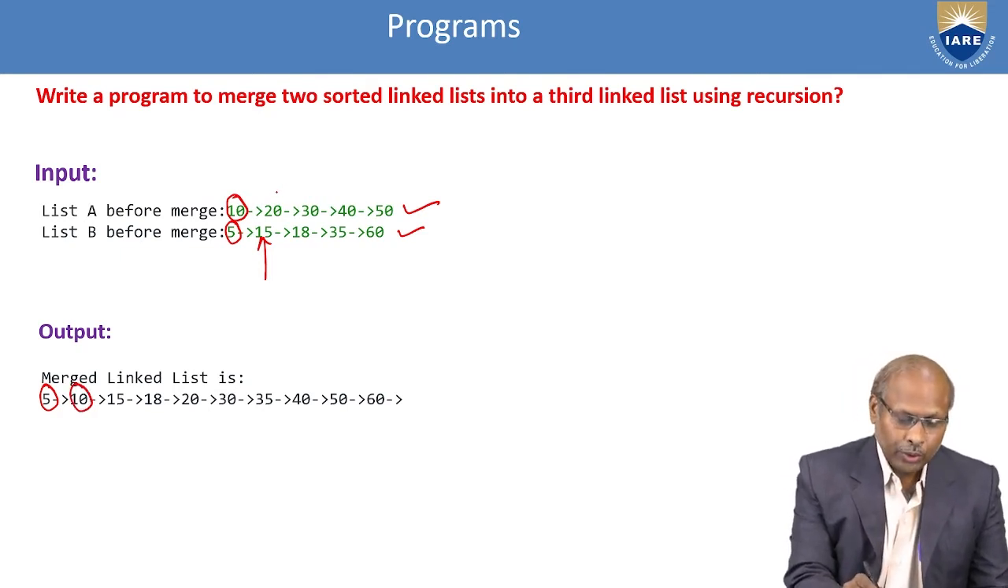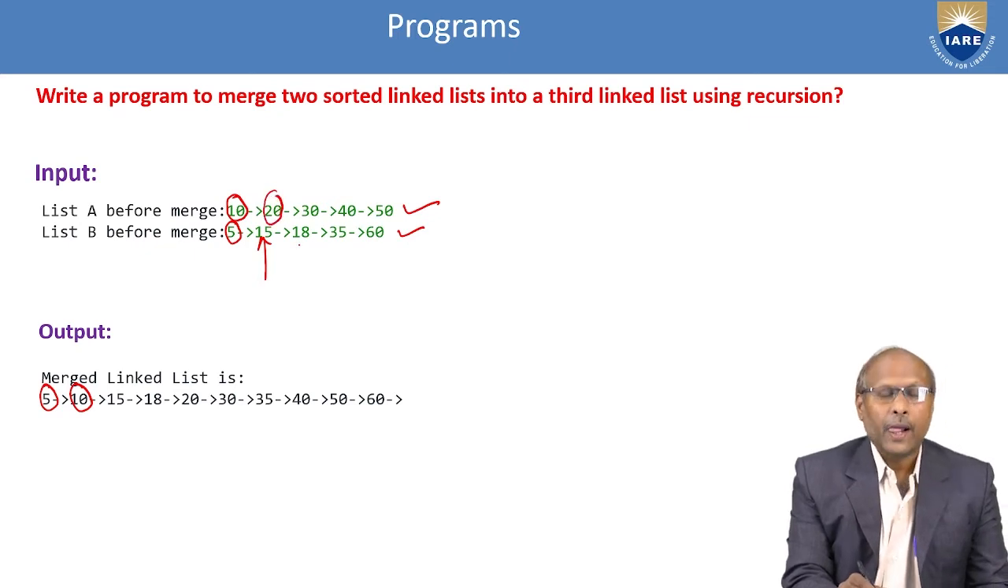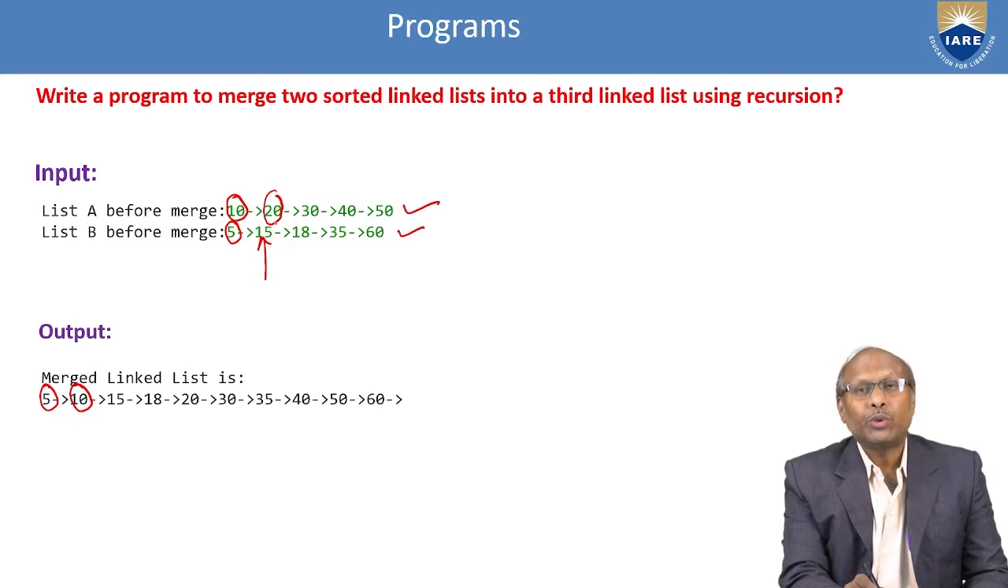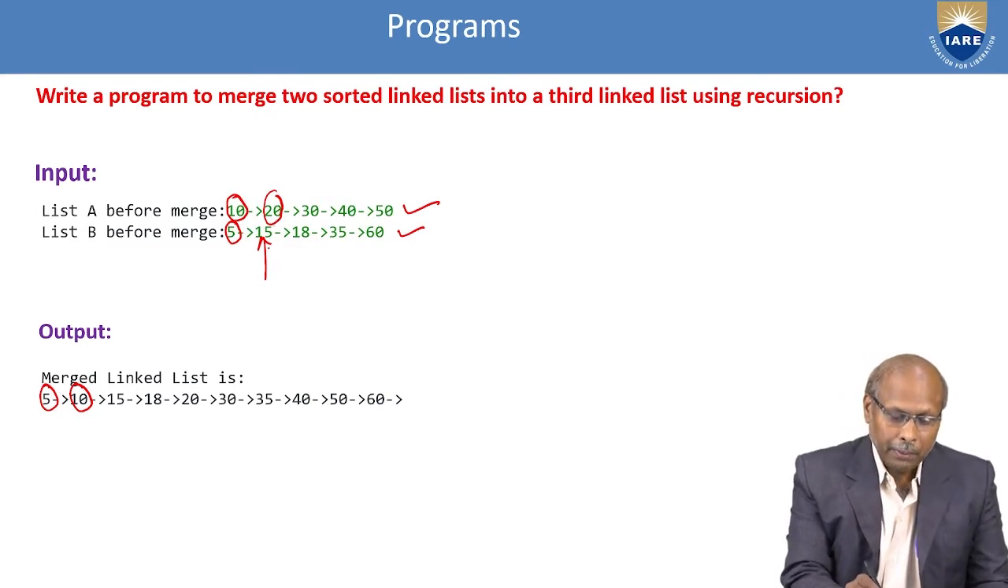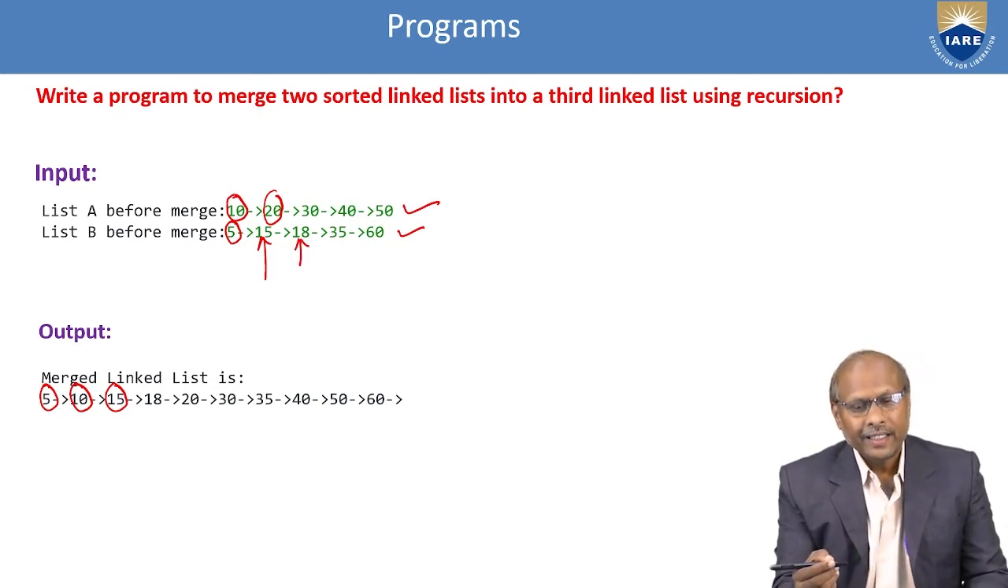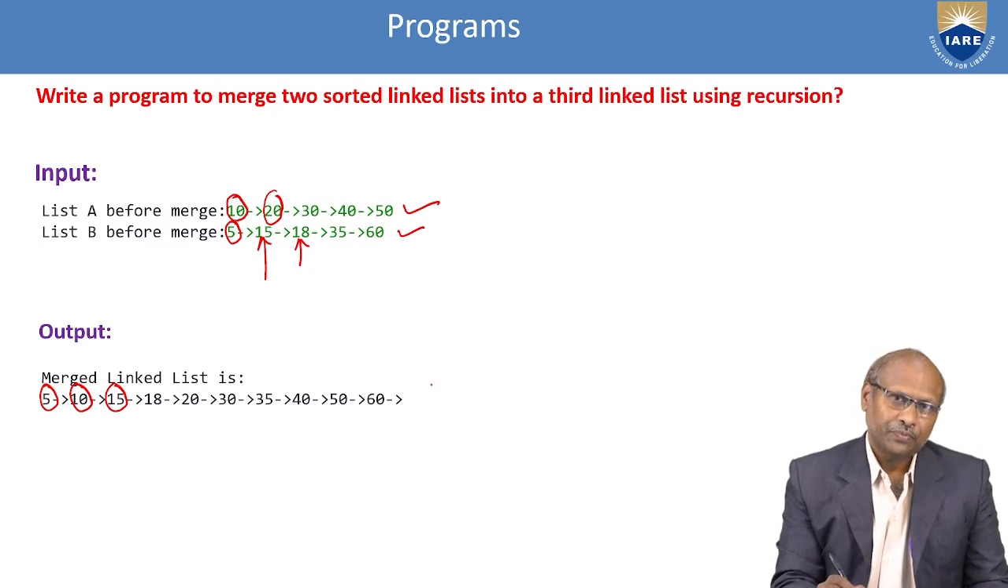Then you go to the next data in the first list. The next data is 20. Again you have to compare. The pointer is moving to 20. Now you have to compare 15 with 20. Whichever is smaller you keep first. So 15 is smaller. After keeping 15 here, this pointer moves forward. Like this you have to keep going until you reach the end of the list.